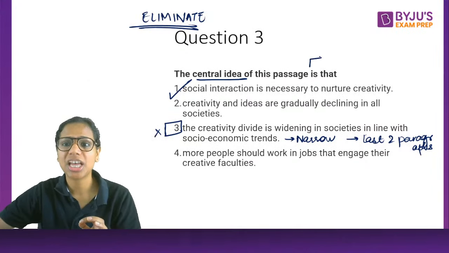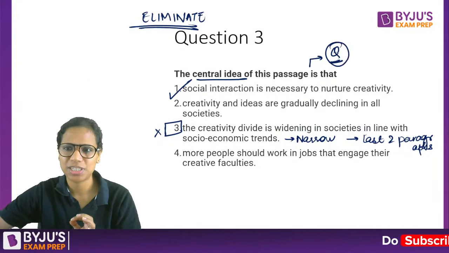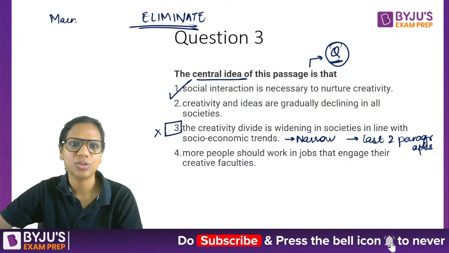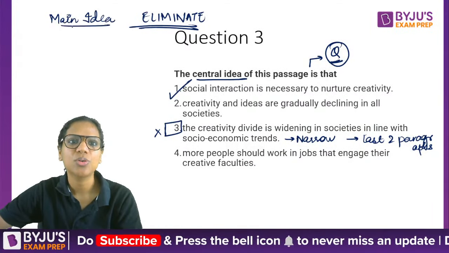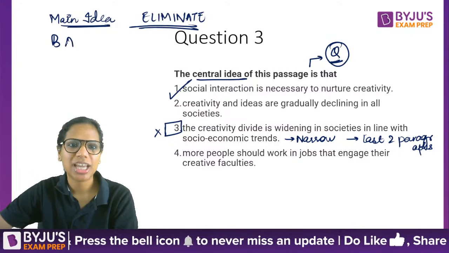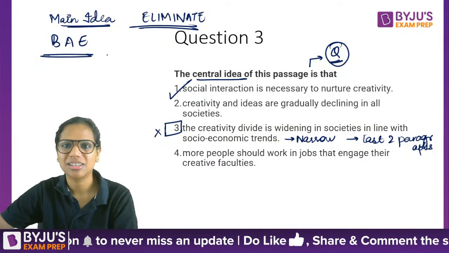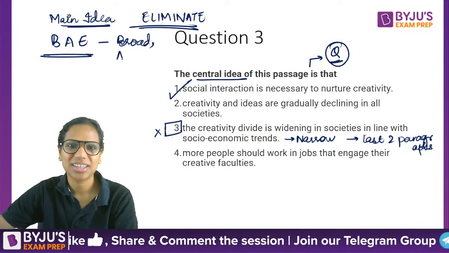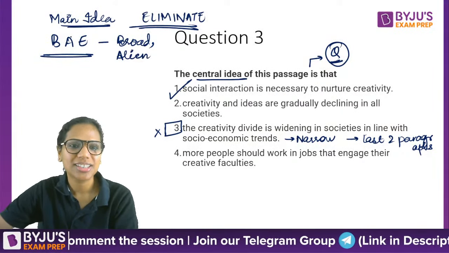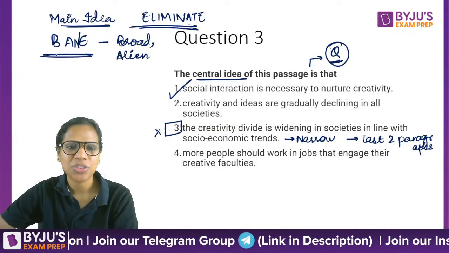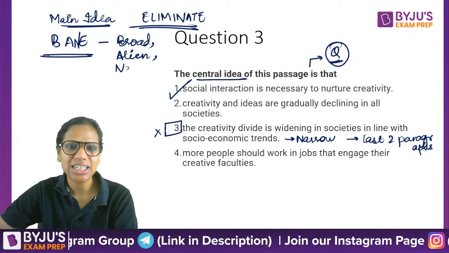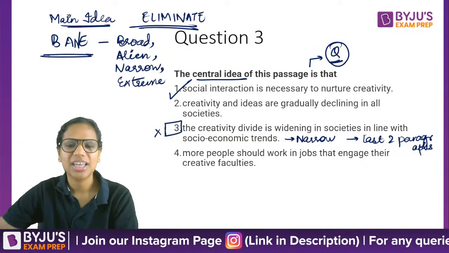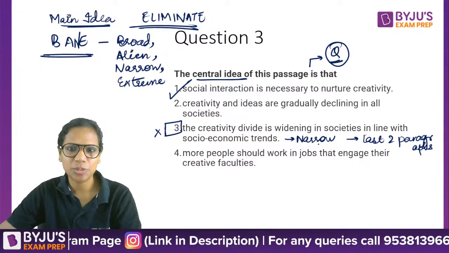See, this question has all the classic traps that we tell students can be present in a main idea question. Okay, it has all those classic traps. What are those? You can remember it like this. BANE. Broad, alien, narrow, and extreme. So this was narrow. That's why it was eliminated.